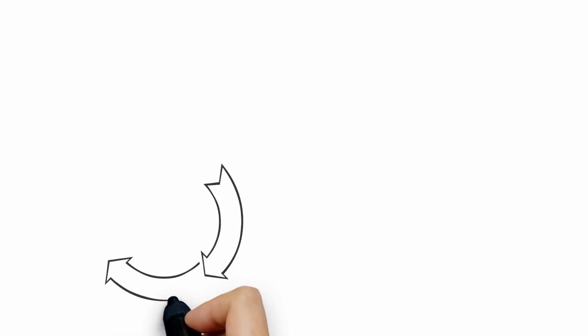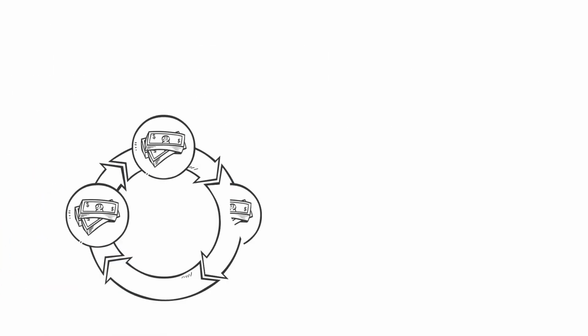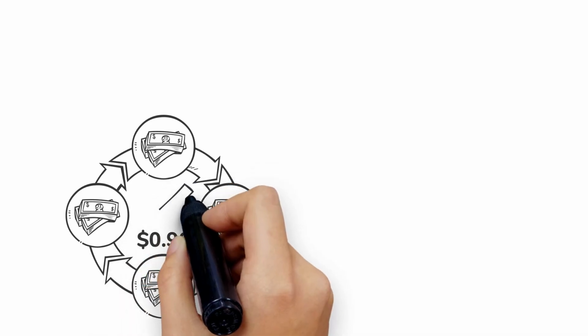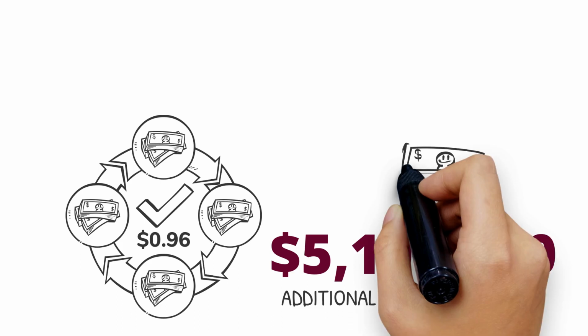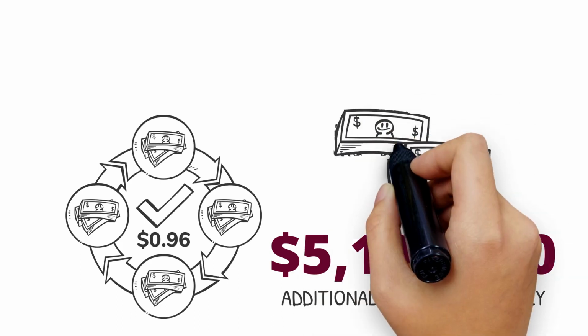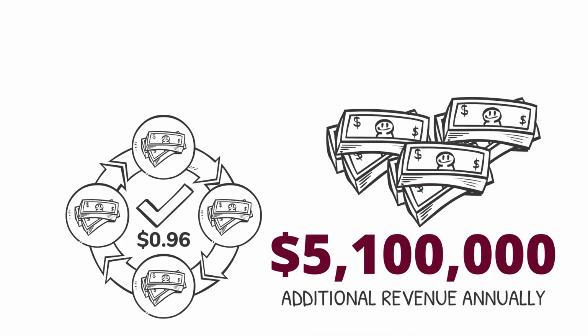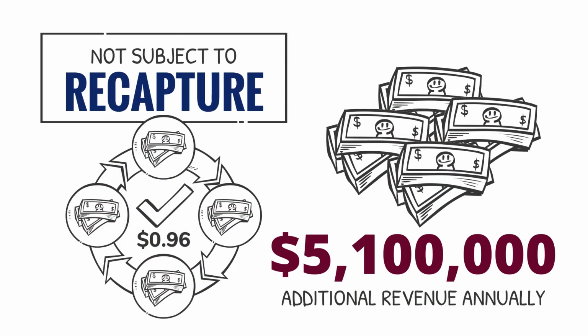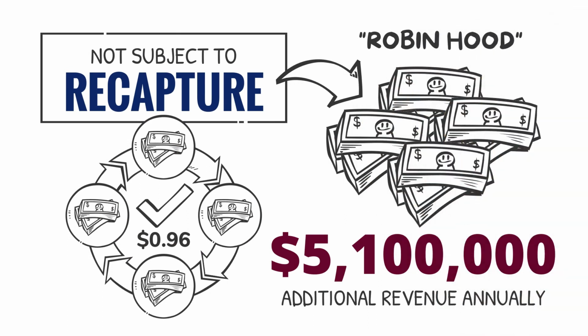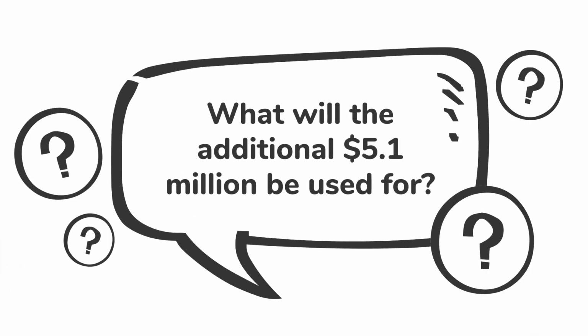And as we said before, the district's proposed 96-cent total tax rate will generate an estimated $5.1 million in additional revenue: $3.1 million from the state, and $2 million from local taxes. This additional revenue is not subject to the recapture system of school finance, better known as Robin Hood. So what would the additional $5.1 million be used for?